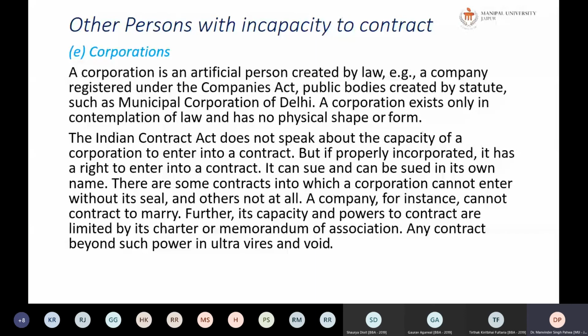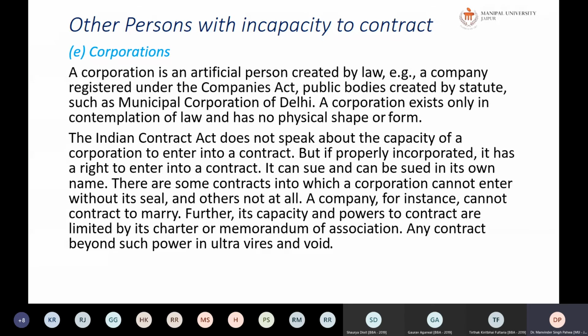Next is a corporation. A corporation is an artificial person created by law. That is just like a company which is registered under the Companies Act. Okay, public bodies which are created by statute, such as the Municipal Corporation of Delhi, or Jaipur JDA, Jaipur Development Authority, something like that. So a corporation exists only in contemplation of law and has no physical shape or form. So the Indian Contract Act does not speak about the capacity of a corporation to enter into a contract. But if properly incorporated, it has a right to enter into a contract. It can sue and be sued in its own name, though there are some contracts which the corporation cannot enter into without its seal, and others not at all.